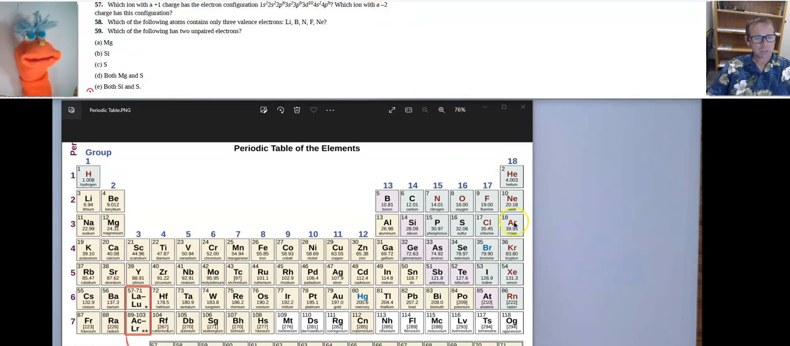But if it has 2 extra electrons, then we're talking about a selenium atom or a selenium ion. Oh, wait. No. We have 2 questions here. Which ion with the +1 charge has that electron configuration? Krypton is the electron configuration. So with the +1 charge, that would be a rubidium atom. Rubidium atom, remove an electron, it has an electron configuration of this. That's krypton. Which ion with the -2 charge has that configuration? That would be selenium. So the first question is rubidium, and the second one is selenium.